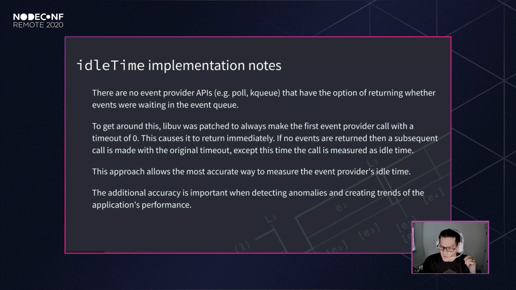If an event arrived, when it immediately returns, the event is processed and execution continues normally. If there are no events, it will call the event provider a second time immediately after, except that time, it will measure that call into the event provider as idle time. Fortunately, any performance overhead of needing to make two calls disappears once the load increases, because then events will usually be waiting. So it's not something you need to worry about having any performance overhead.